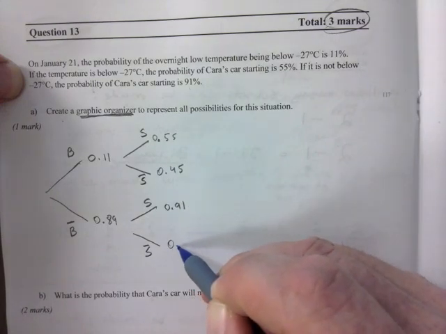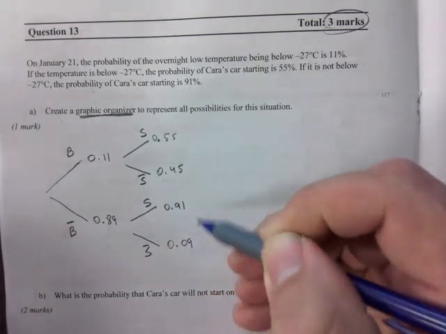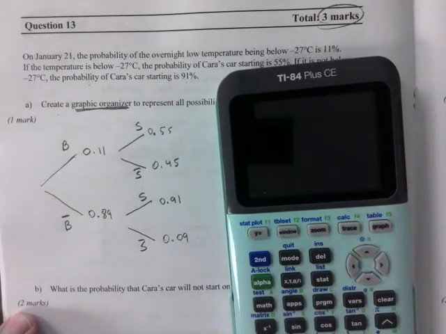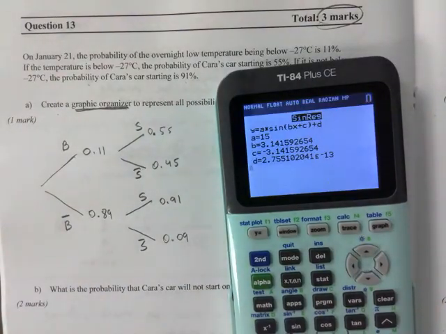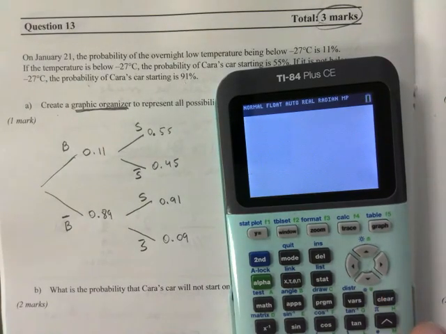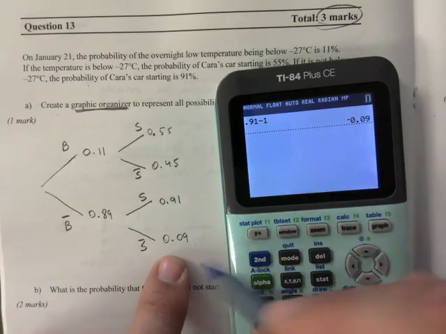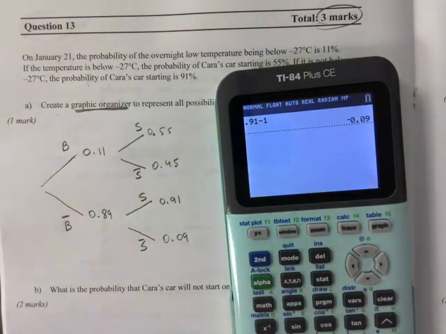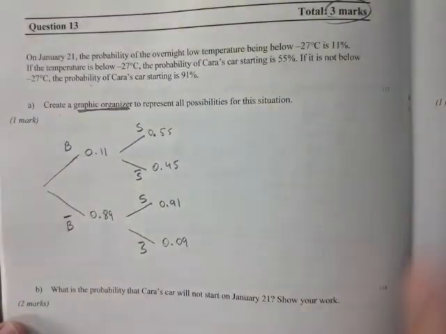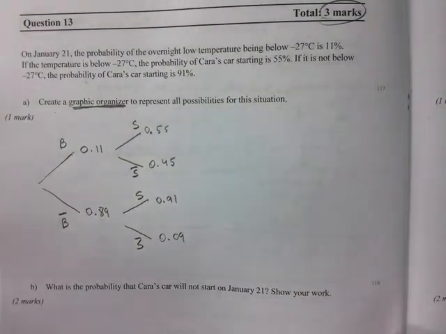All right. If it is not below 27, chances of it starting is 0.91 and 0.09. Please use your calculator for this one. Honestly, this is where you use a sword to peel an orange. Like you just go 1 minus 0.91. There you go, 0.09. You don't want to get that wrong because it's so frustrating when I mark it and you totally know what you're supposed to do, but you made a mistake.